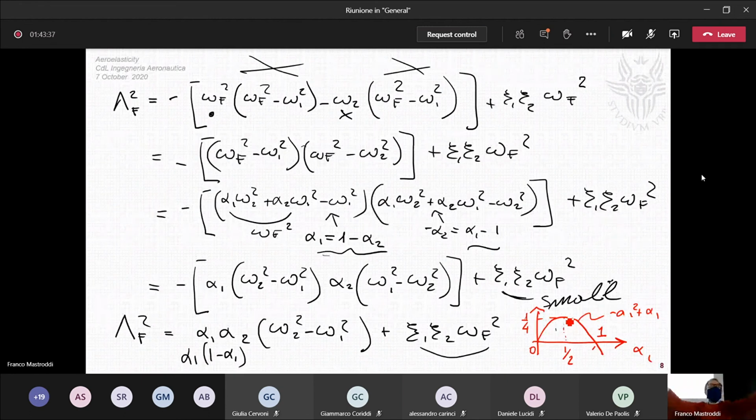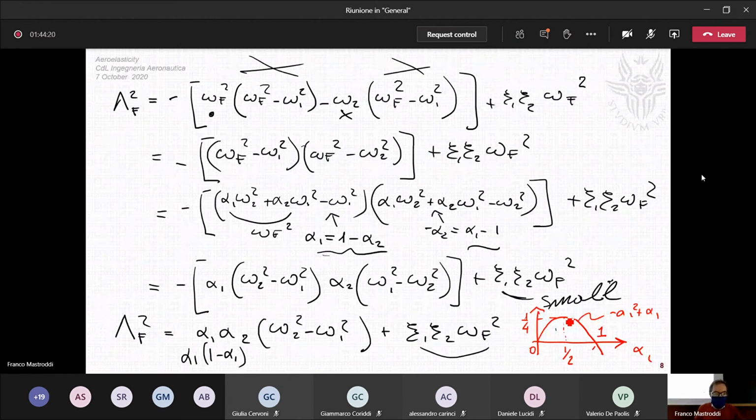And what is alpha 1? Alpha 1 decides the distribution of the damping. If alpha 1 is 1/2, also alpha 2 is 1/2, and you have the same quantity of damping for the first mode and the second mode. Okay? So alpha 1 is the dispenser of damping in the two modes. Okay? And so how can I read this formula? I can read this formula in this way. I'm almost finished.